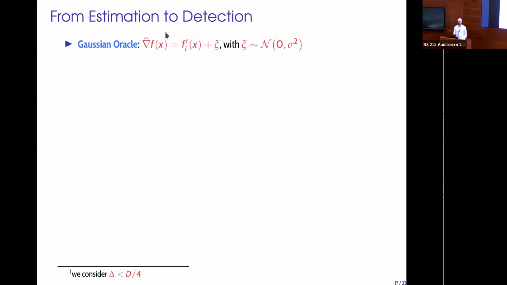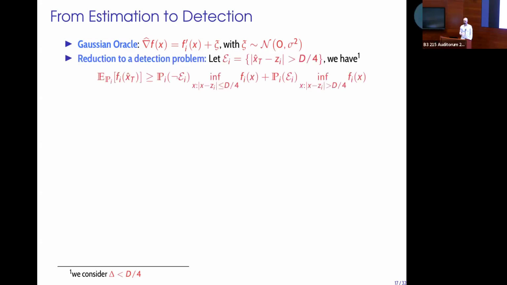Okay, so our stochastic gradients are given by the true gradients plus noise. Let's also assume something on the noise. Let's make a very simple assumption. Let's assume that the noise is a Gaussian, zero mean, and the variance is exactly equal to sigma squared. Okay. So now we have to go back to that reduction that I showed you. We have to reduce this optimization problem to detection.